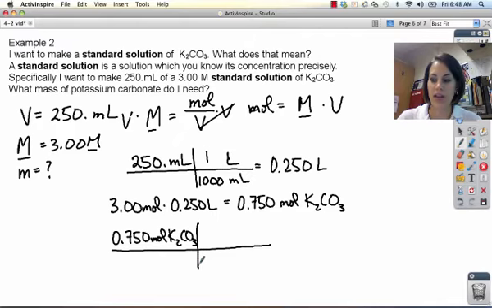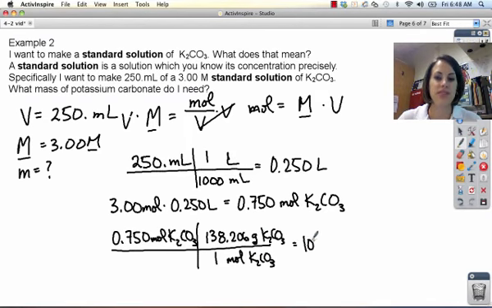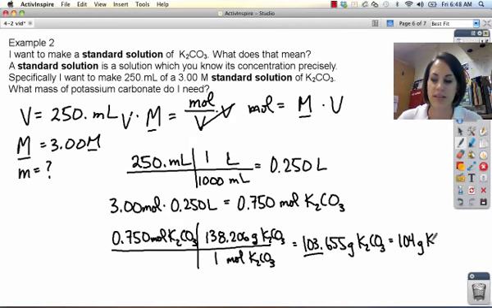The molar mass here is 138.206 grams in 1 mole. And when I multiply those things out, I'm going to get 103.655 grams. I can only keep 3 significant figures here because of my volume and my concentrations initially, so I'm going to round that to 104 grams of potassium carbonate. Okay.